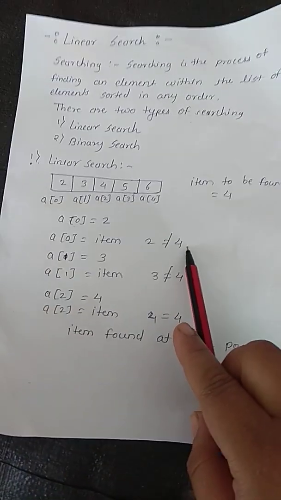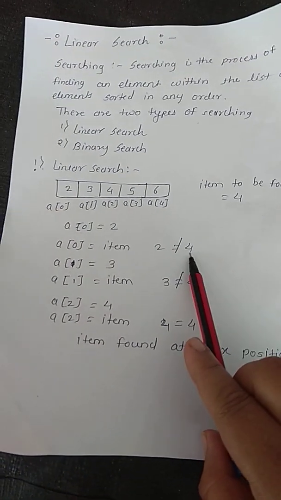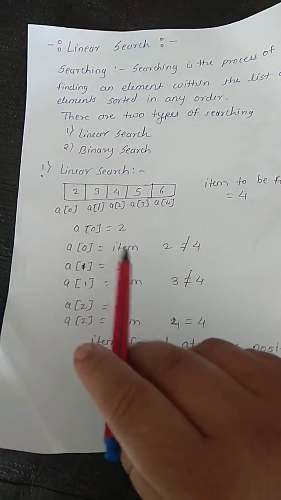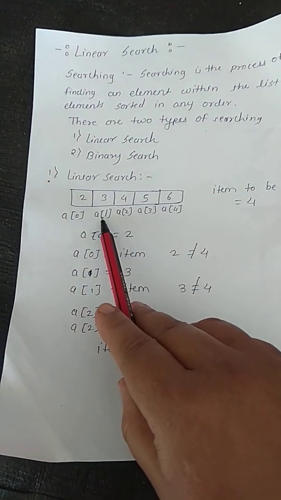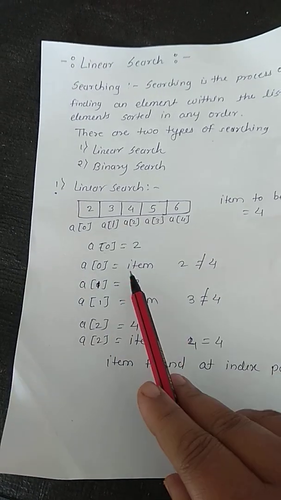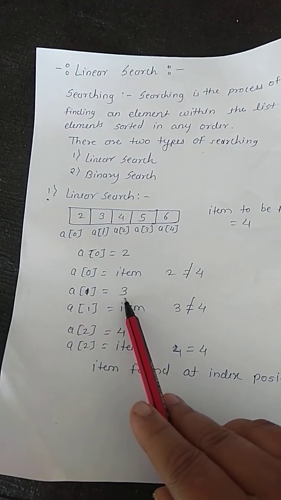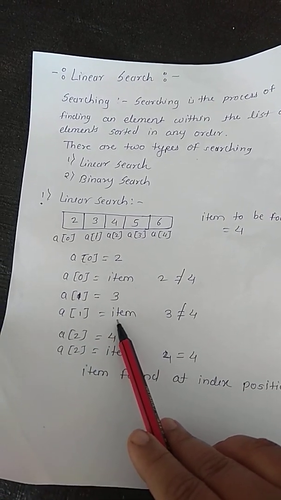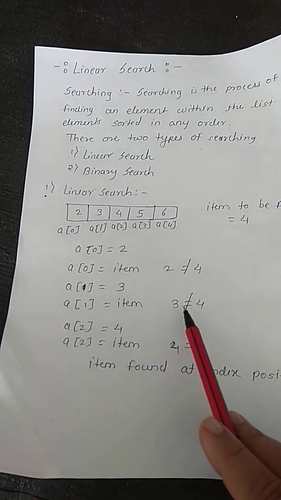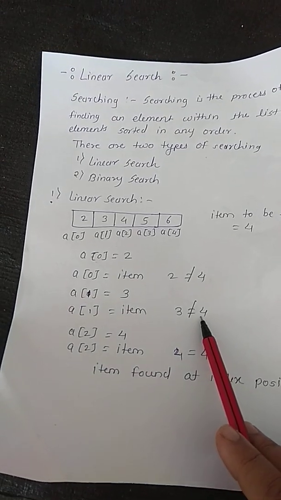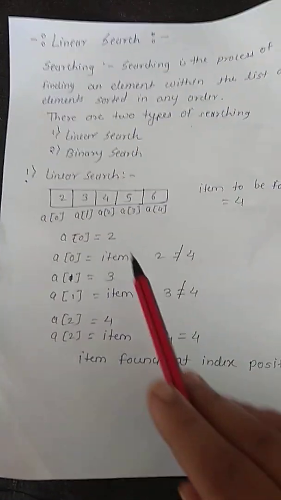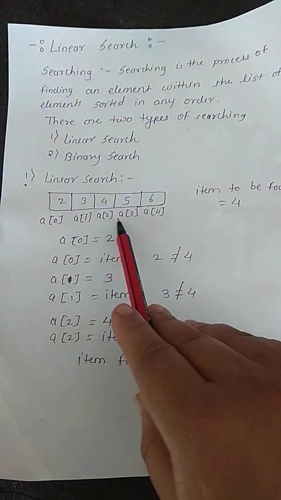Obviously 2 and 4 are not equal, so we have to move to the next index position, a of 1. At a of 1, the element is 3, right? We compare that a of 1 element with the item, so we compare 3 with 4. Here also the elements are not equal, so we move to the next index position, a of 2.